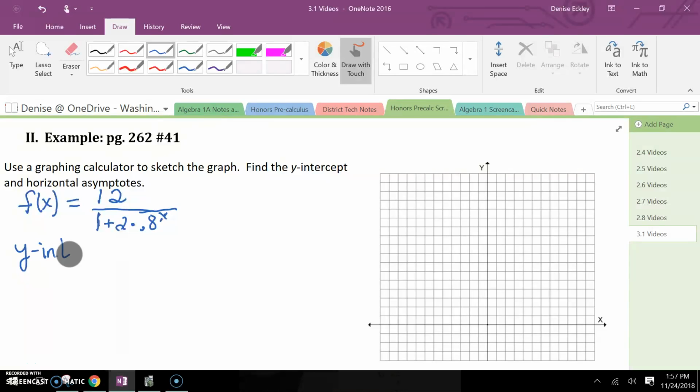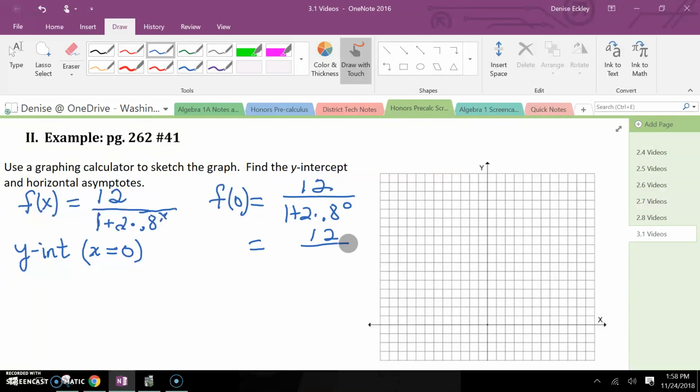The y-intercept happens when x equals 0. So if I substitute 0 in for x, I get 12 over 1 plus 2 times 0.8 to the 0 power. So that'll be 1. So I get 12 over 1 plus 2 times 1. So that's 12 over 3, which is 4. So the y-intercept is (0, 4).